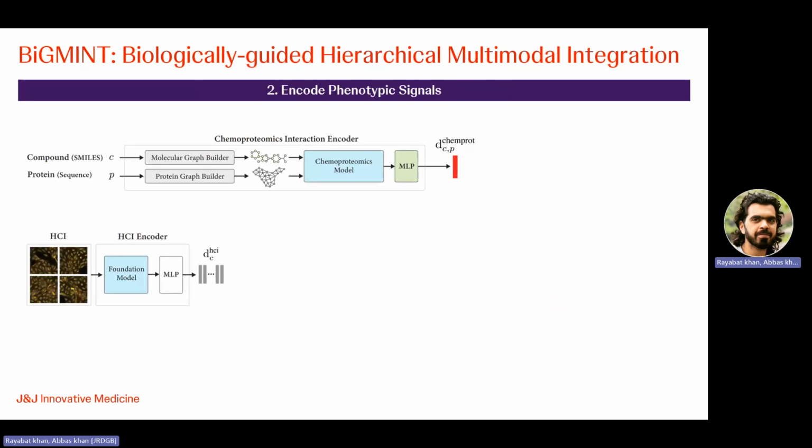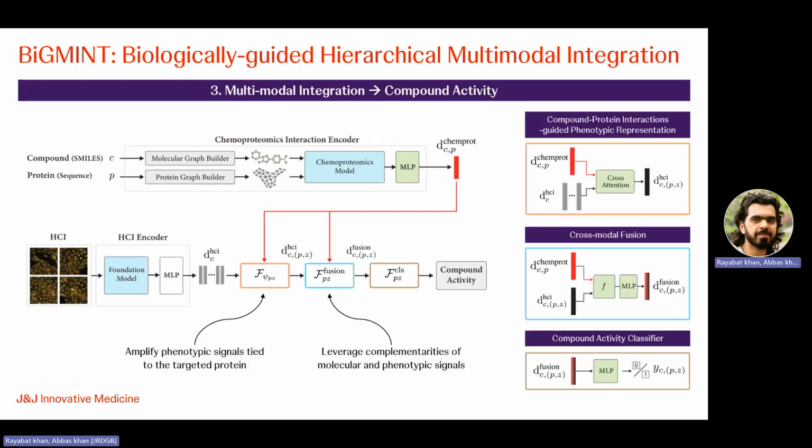Second, we encode the cell images. Each compound produces several image patches across multiple fields of view. We use a vision transformer pre-trained on a disjoint large HCI dataset to extract patch features, which are then aggregated into a compact phenotypic representation, capturing the global cellular fingerprint of the compound.